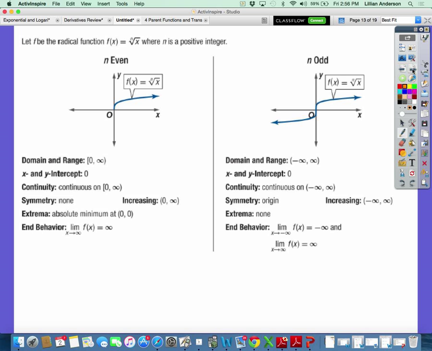Okay? So when it's on n odd, will it have an absolute minimum and maximum? It would have no extremum because it is defined on the entire interval from negative infinity to infinity. So it's going to continue to get bigger and bigger, and if it's going to infinity, it can't have any absolute maxes or mins. It does have origin symmetry, as you can see, and this is an odd function. It's increasing the entire interval, and it does have left-end and right-end behavior.